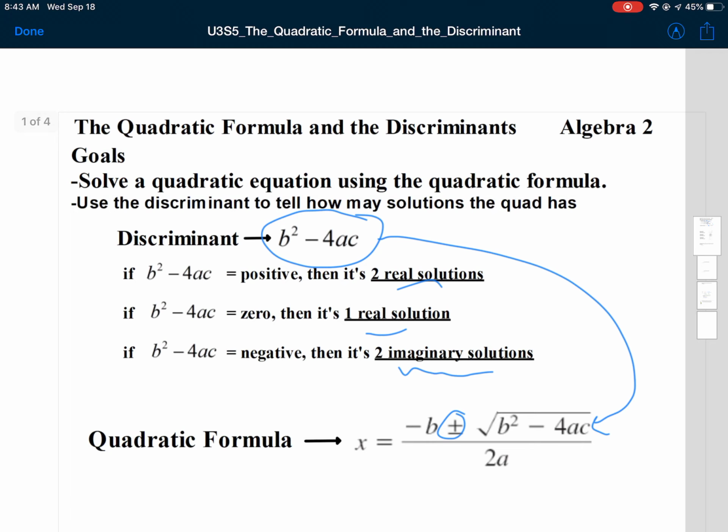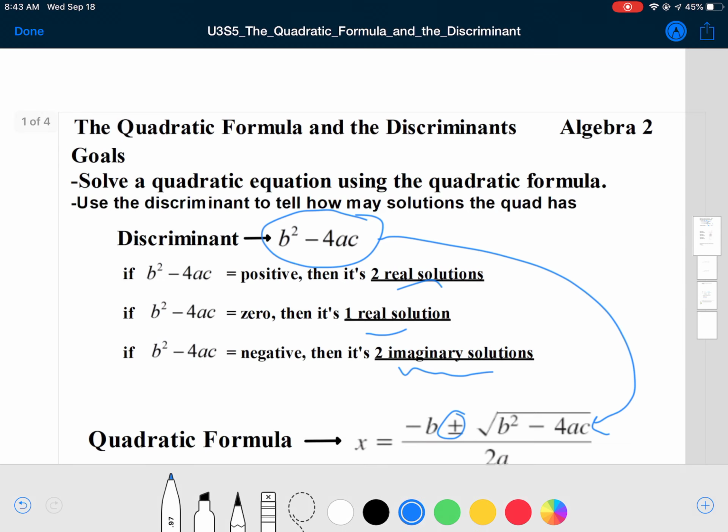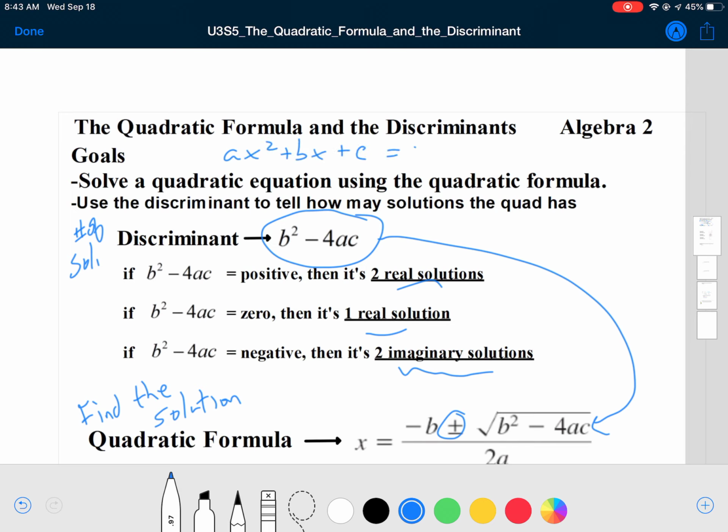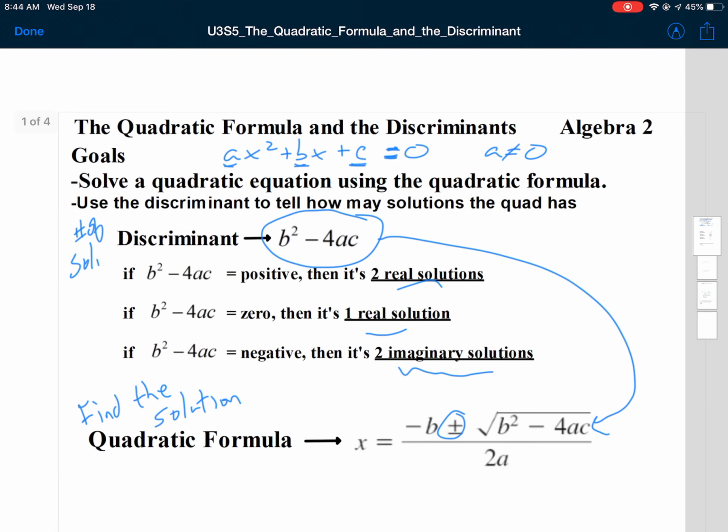So do the discriminant, know what your answers look like, and then go ahead and use the quadratic formula to find the solutions. So this will tell you the number of solutions. This will find the solutions. And I guess I really don't have it on there, but how do you find your a, b, and c? Well, you've got your general quadratic of ax squared plus bx plus c equals 0, where a can't be 0. So in other words, a is the number in front of x squared, b is the number in front of x, c is your constant that doesn't have a variable, but make sure it's equal to 0 before you go ahead and identify those three.